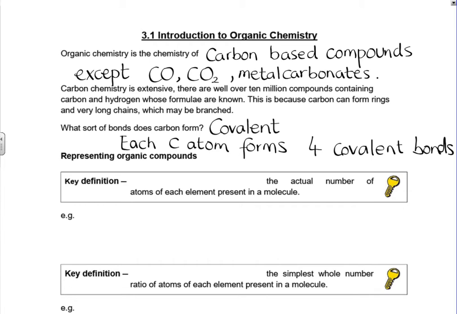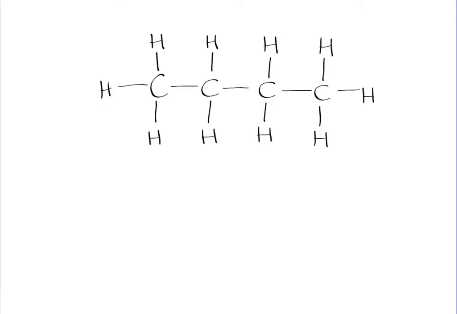What we're going to do is look at all the different ways that chemists are going to represent organic compounds. And to do that, we're going to take a particular compound. So I'm just going to draw out the compound butane. This is a diagram of butane. You might have come across butane at school. And we're going to look at some different types of formula.